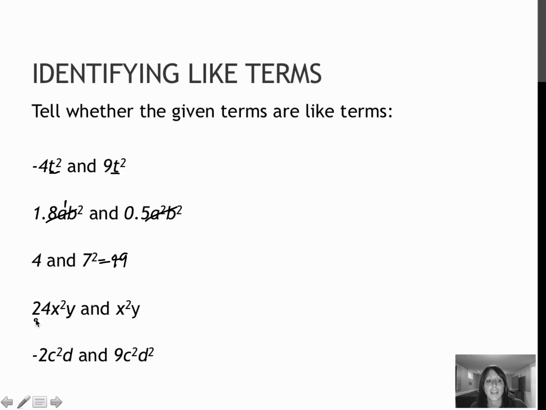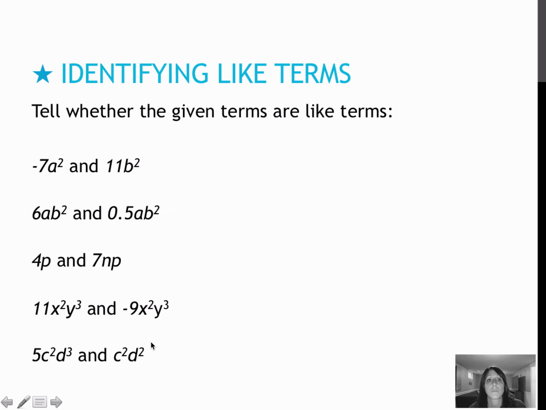My next one, I've got 24x squared y and 1x squared y. And again, x squared y is the same on both, so they are like terms. And my last example here, these are not like terms because this is d to the first and this is d to the second, which makes them not like terms. Go ahead and try this page on your own, then press play to see how you did.